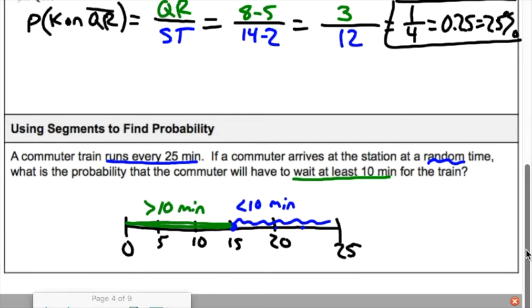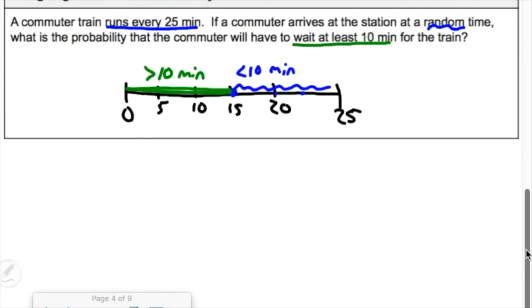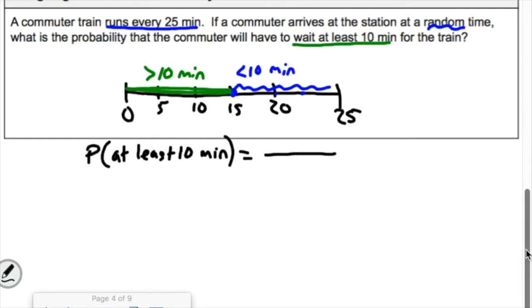Same idea. For this probability problem, I can say the probability that we're going to wait at least 10 minutes is equal to the length of the section of the line I want, which is 15 minus 0, over the length of the entire line, which is 25 minus 0. So in this instance, I have a 15 out of 25 chance to wait at least 10 minutes.